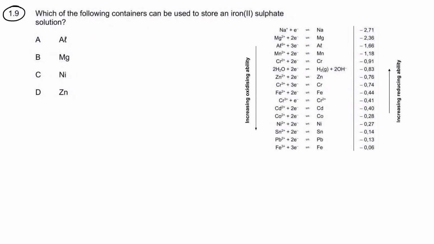Which of the following containers can be used to store an iron sulfate solution? Okay, so what we have in this kind of question is we have a solution. So let's just draw ourselves a container. And in that container, we have a solution. And that solution is iron 2 sulfate.